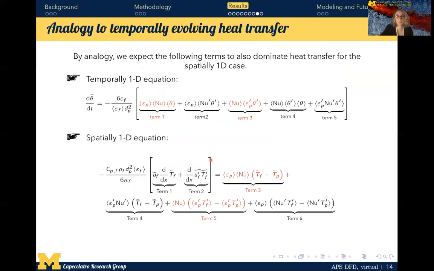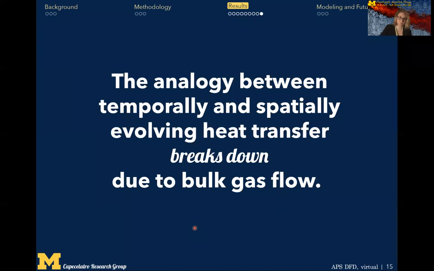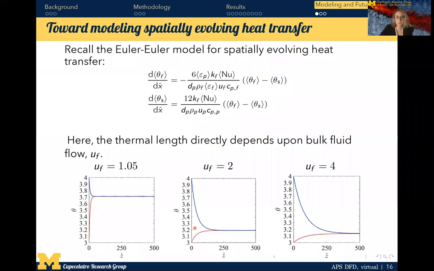So by analogy, we would expect that the following terms will also dominate the heat transfer in the spatially 1D case. So if we compare the important terms from our temporally 1D equation with those in the spatially 1D equation, we would expect term 3 and term 5 to also be important. But the analogy between temporally and spatially evolving heat transfer breaks down because there's a presence of a bulk gas flow. So to illustrate this, recall the Euler model for spatially evolving heat transfer shown here.